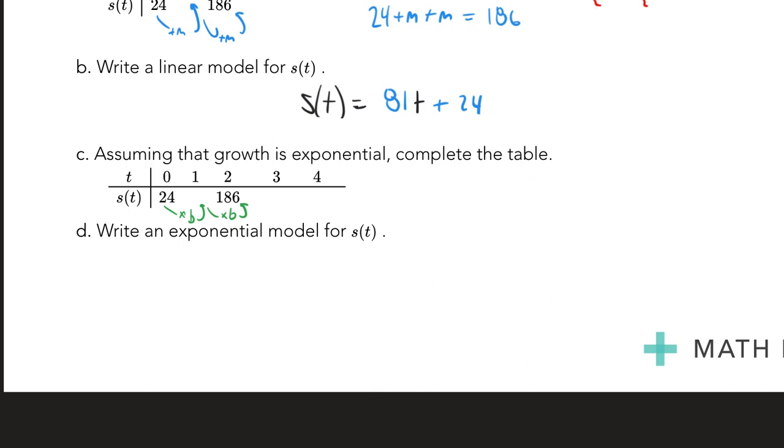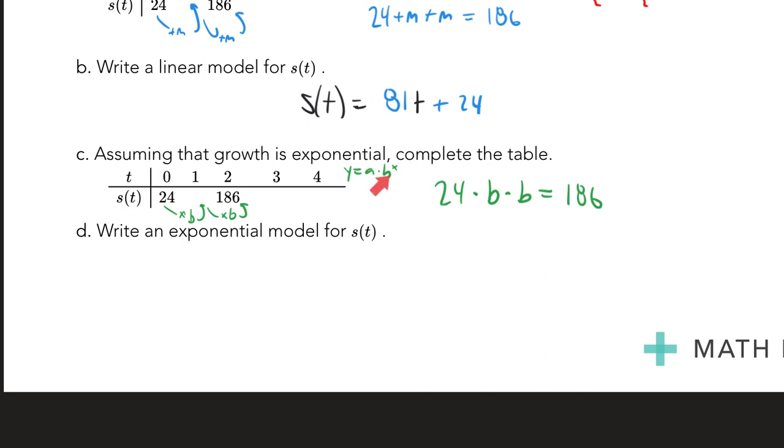So again, we think about this in two different ways. Looking at it this way, we take 24 and we multiply it by b, and we multiply it by b again, and that gives us 186. There's one way to think about it. The other way to think about it would be, what does an exponential function look like? Like y equals a times b to the x.